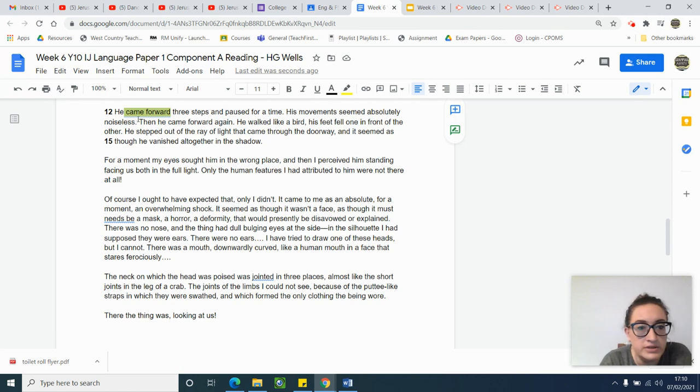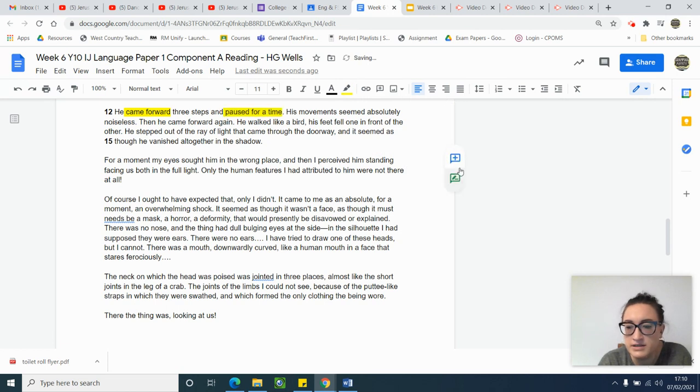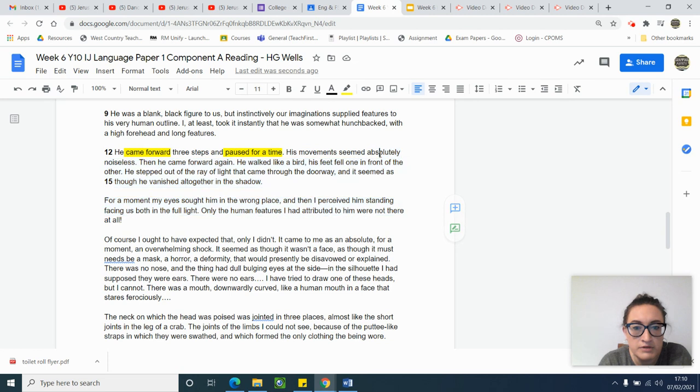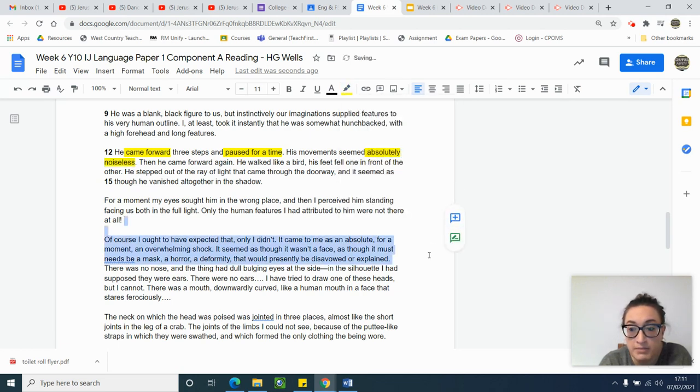So he came forward 3 steps and paused for a time. So again, this suggests that he's thinking or contemplating his movement. So it creates tension because it suggests that this being is quite intelligent maybe and might be more of a threat to them. His movement seemed absolutely noiseless. That's tense because it means that they don't get any warning about him moving apart from if they watch him. So more of them could be arriving around them, and that's quite freaky.